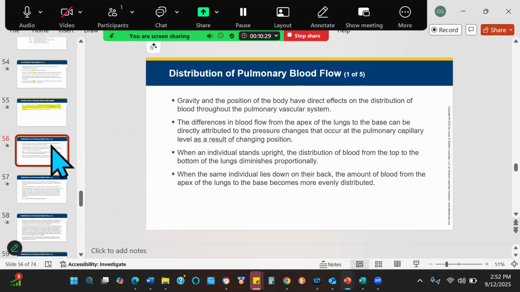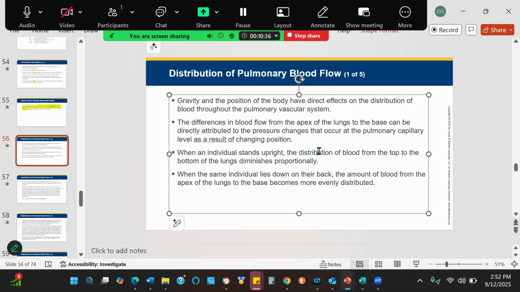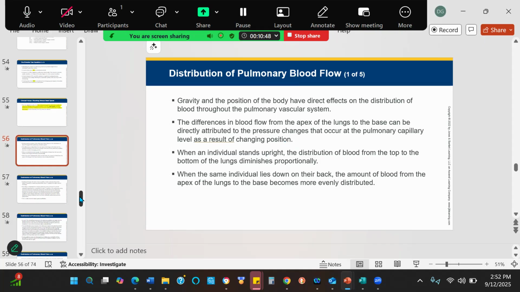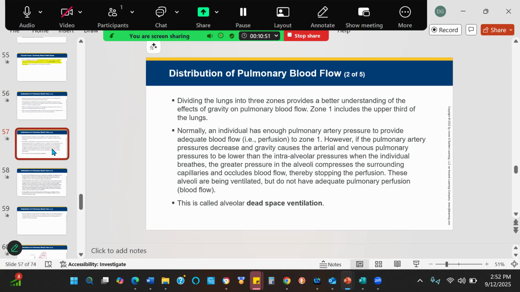Okay, pulmonary blood flow is affected by a lot of different things: gravity, body position. It even makes a difference as to whether you're standing or seated or lying down. But the pressure and the flow taking place in the lungs is different at different levels of the lungs. That's about all you need to know for that right now.